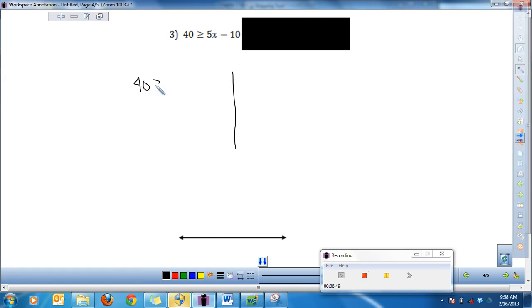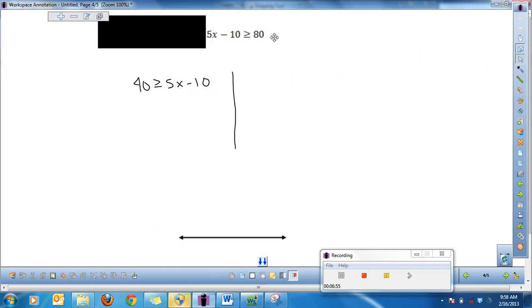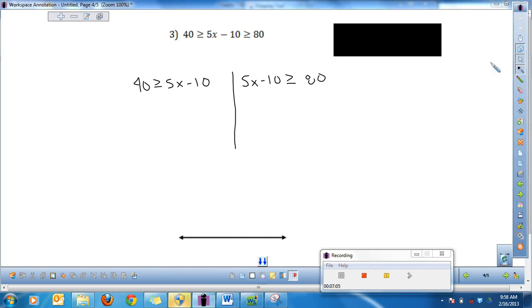40 is greater than or equal to 5x minus 10. And I'm going to do the other side. 5x minus 10 is greater than or equal to 80. Now I'm going to solve each side separately. Draw a line down the middle.